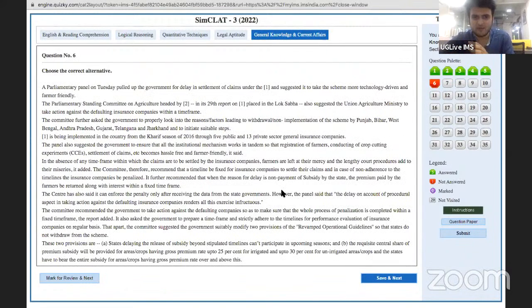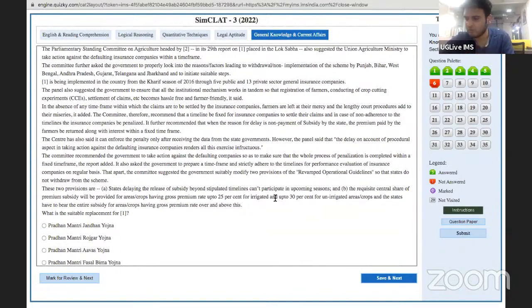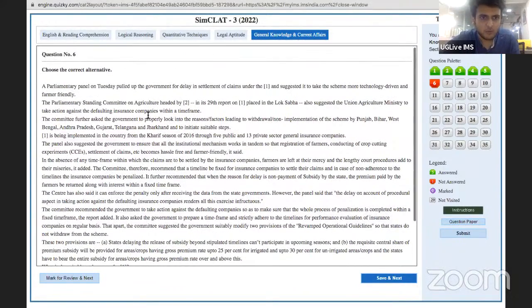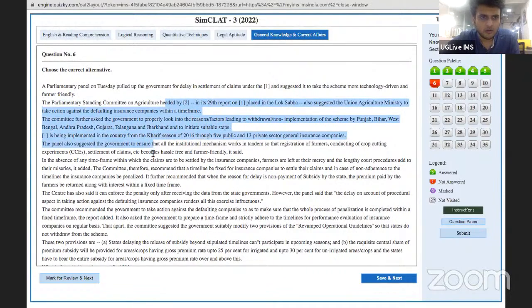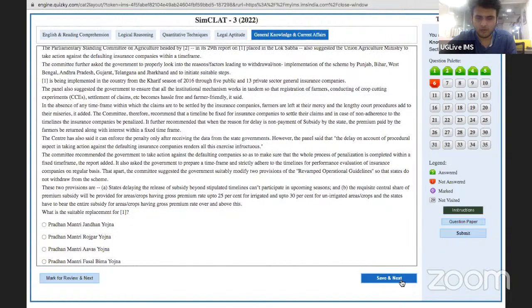So GK में unnecessarily passage delving में I do not go because that takes a lot of my time. Right. What is the suitable replacement for one? Let me see what one is. Pulled up settlement of teams under dash and suggested to take technology driven. This I don't know. So I'll just skip. Okay. I have absolutely no clue which yojana this is.